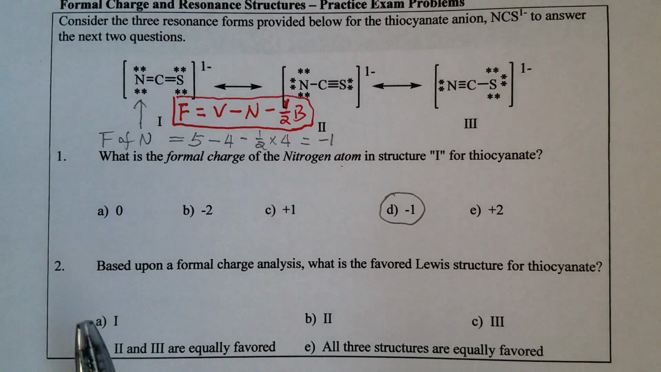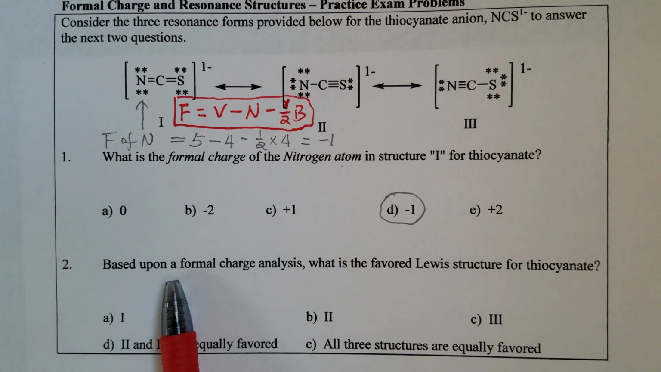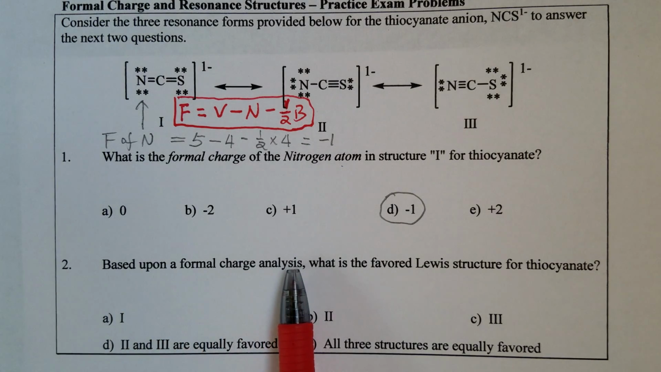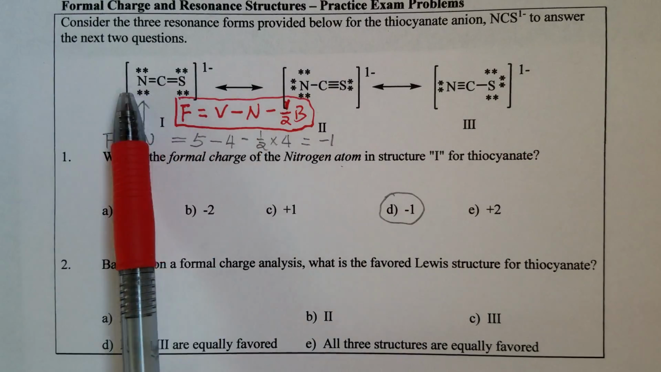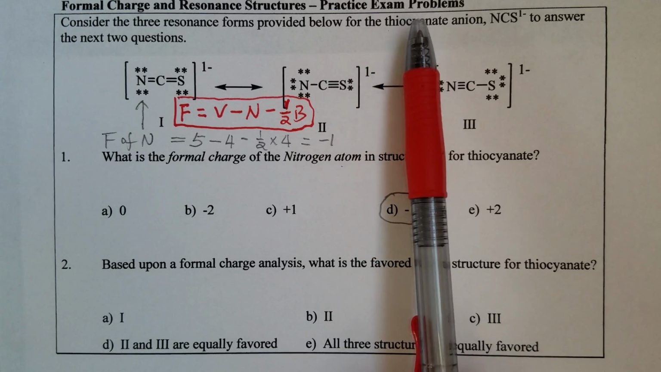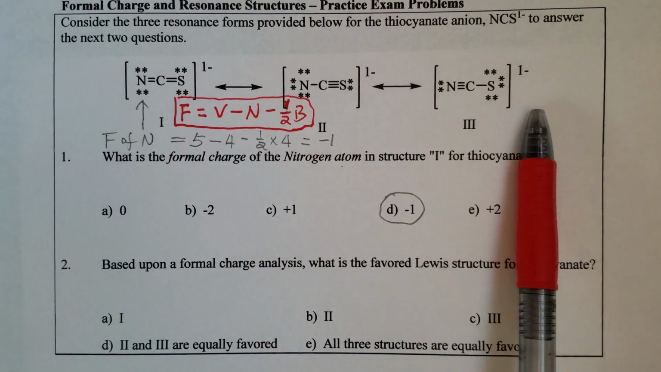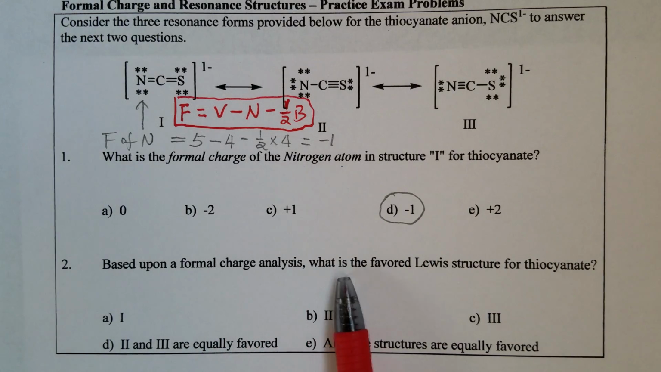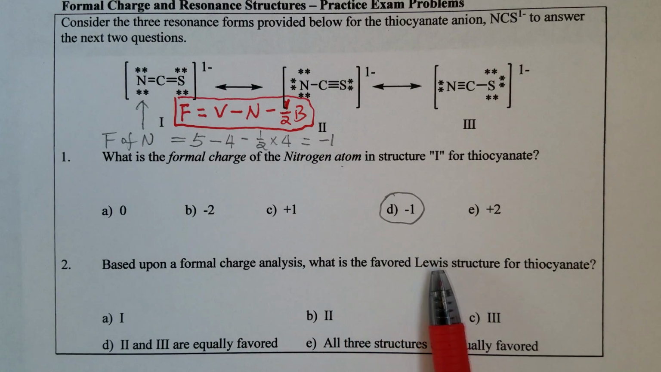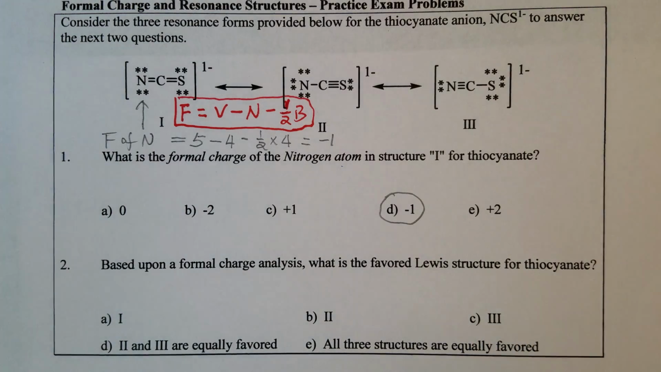Now let's take a look at question number 2. Based upon a formal charge analysis of the 3 resonance structures for the thiocyanate ion, what is the favorite Lewis structure for thiocyanate?